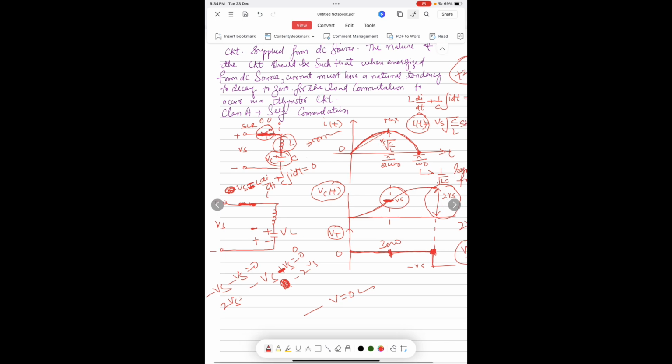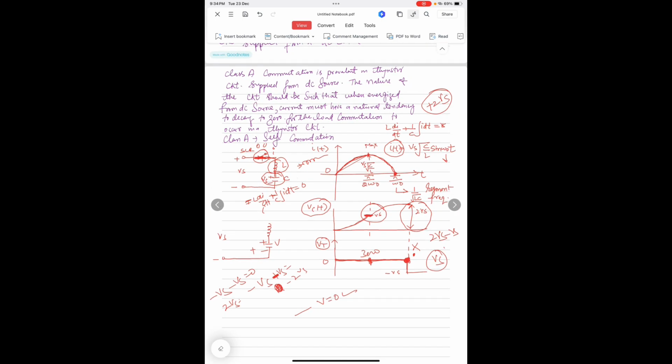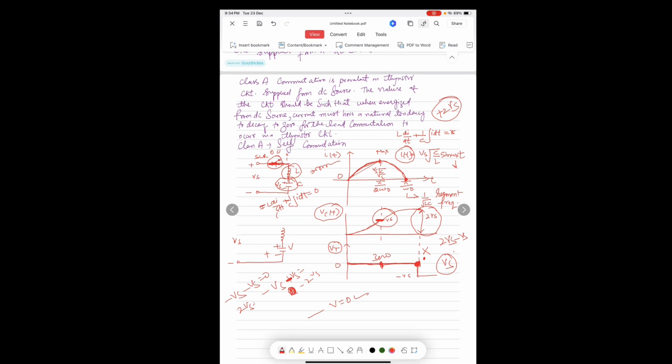Now at that particular point of time, that is pi upon omega naught, this thyristor stops conducting and it behaves like an open circuit. If you can see here, it behaves like an open circuit. So this Vs appears across it. So when the thyristor gets turned off, the Vs will be the source voltage across it.